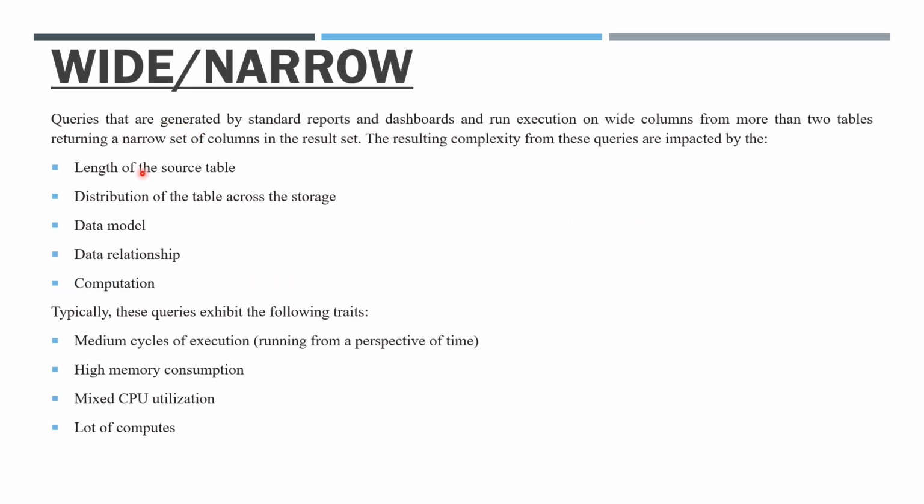Wide or narrow. Okay, this one is queries generated by standard reports and dashboards that run execution on wide columns from more than two tables, returning a narrow set of columns in the result set. The complexity lies within the length of the table, distribution of the table across the storage, data model, data relationship, and computation. Typically these queries exhibit the following traits: medium cycles of execution, high memory consumption, mixed CPU utilization, and lots of computes. Right, next.